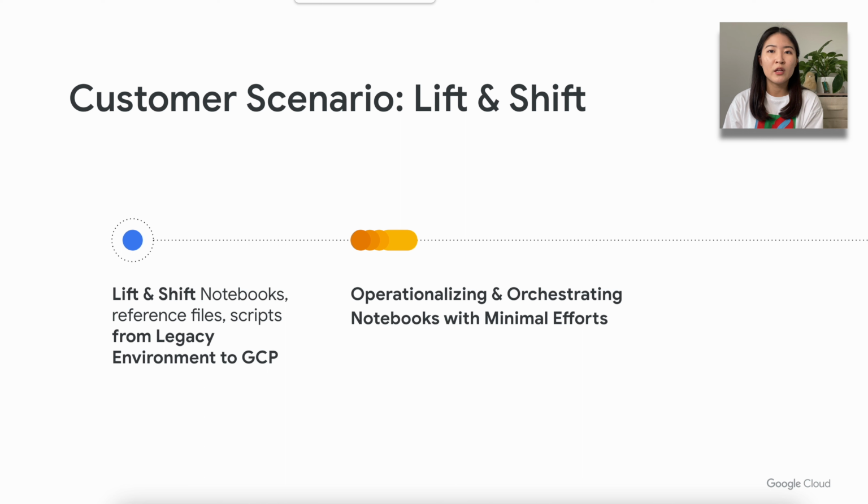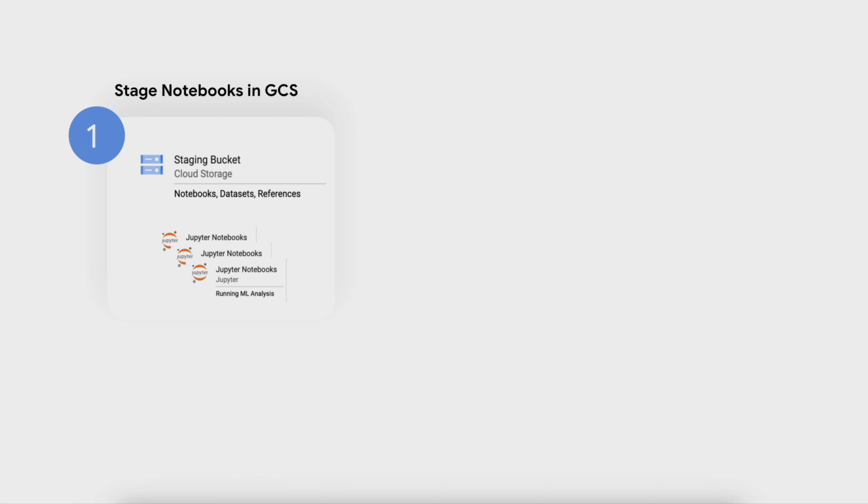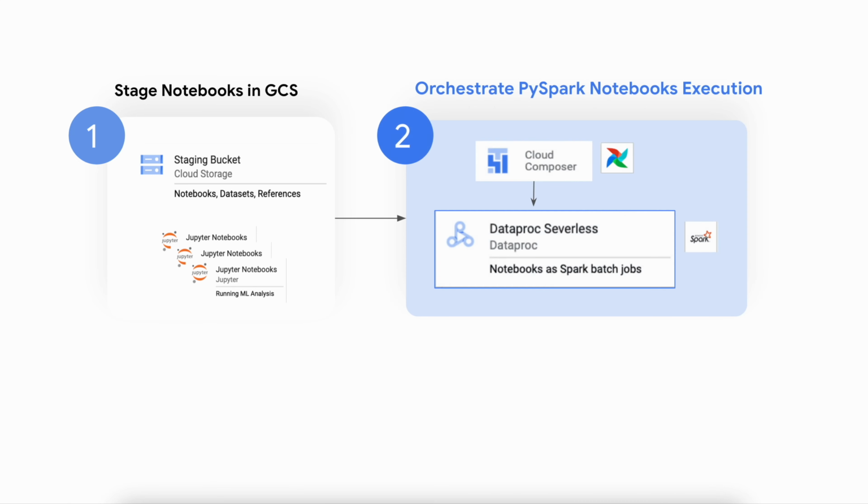Typically, customers will want to lift and shift notebooks from their legacy environment to Google Cloud Platform. In this scenario, customers want to operationalize and orchestrate the existing notebooks with minimum effort. The migration is a two-step process. First, we will migrate and stage Spark notebooks that were in the legacy data lake to Google Cloud Storage. Then we will orchestrate notebook executions on Dataproc Serverless as a batch job.